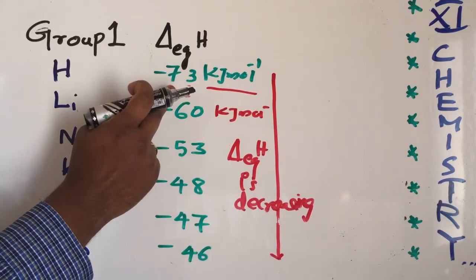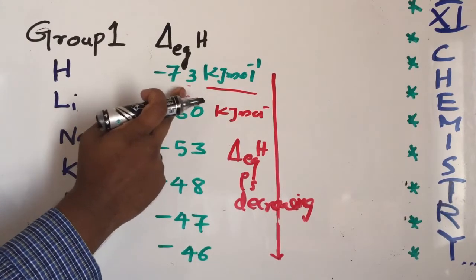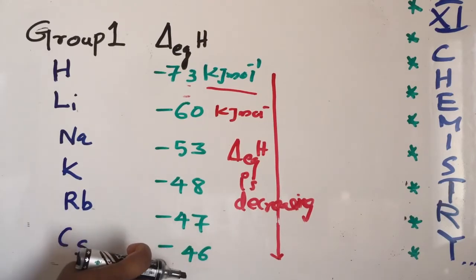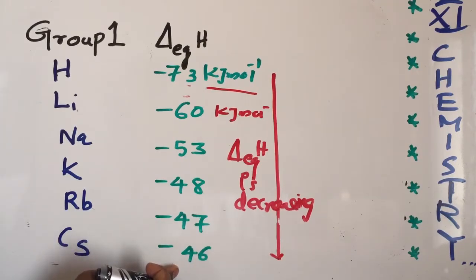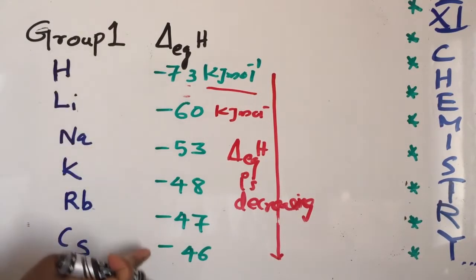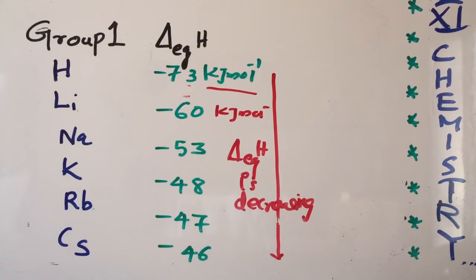For hydrogen, the value of electron gain enthalpy is minus 73. But for the bottom element cesium, the value is minus 46. So minus 46 is less negative, meaning the amount of energy released in the case of cesium is less. So electron gain enthalpy is also less. Why is the electron gain enthalpy of cesium less than other elements? Can you give the reason behind it? Why is electron gain enthalpy decreasing from top to bottom? Can you give a proper answer for this question?